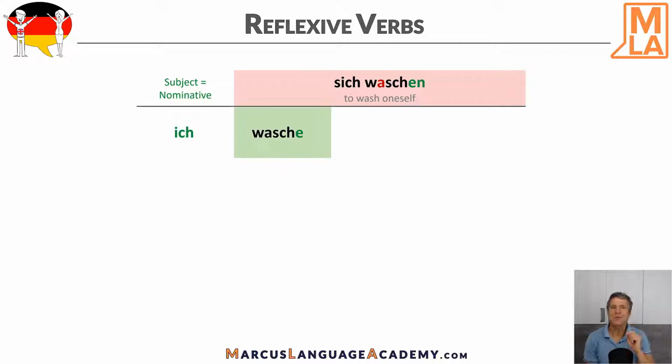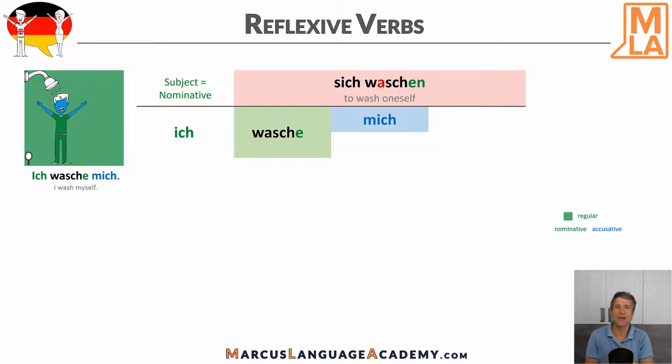The first person singular is as follows. Ich wasche. I wash. And the corresponding reflexive pronoun is mich. So therefore we say ich wasche mich. And we have here also a picture. So ich wasche mich, I wash myself.